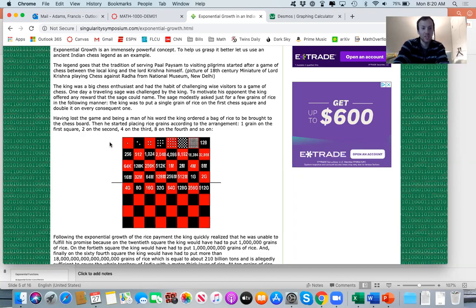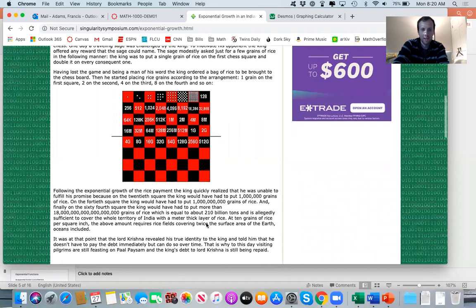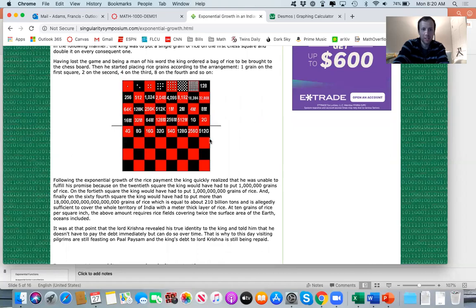The thing is, the king loses, and then they start to compute how much rice you have to give this person. There are 64 squares on a chessboard. And if you start doubling, you see these numbers. This is 500,000. That doubles to about 1,000,000. Here is 500 million. And so these numbers just keep getting bigger.